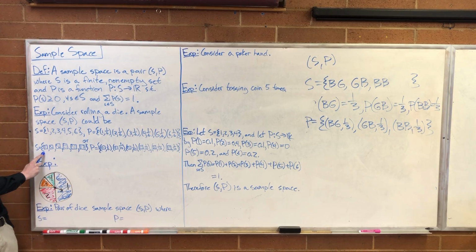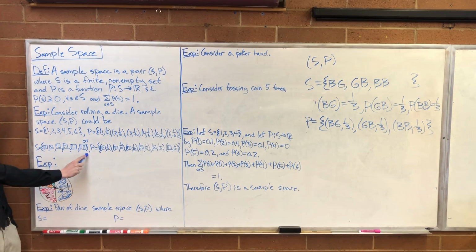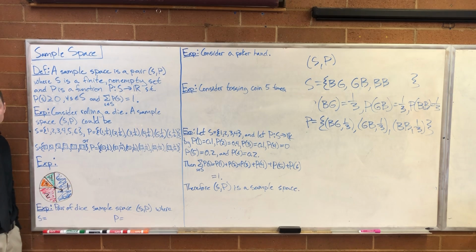S is this set. Anything wrong with that set? No. It's just a non-empty finite set, and I'm using this to capture rolling a die. It's just as valid. You can't tell me this one's right and this one's wrong. It's just a matter of what's useful. If it's useful, it's useful.